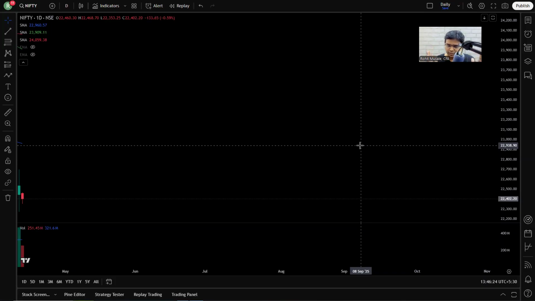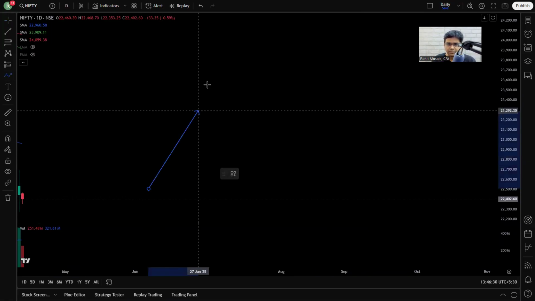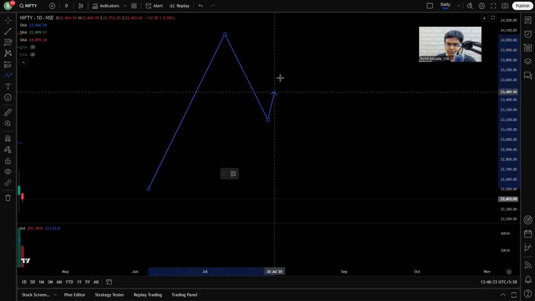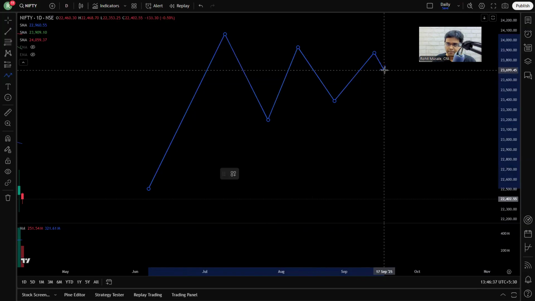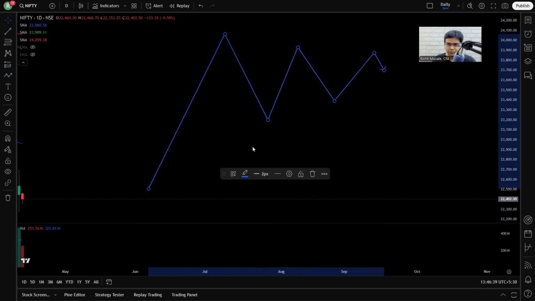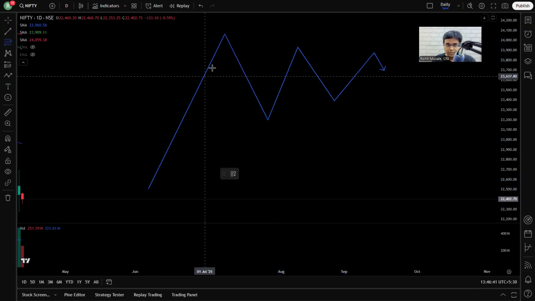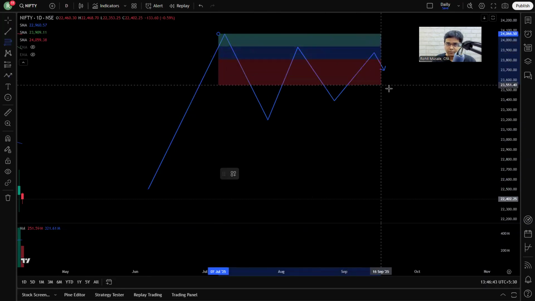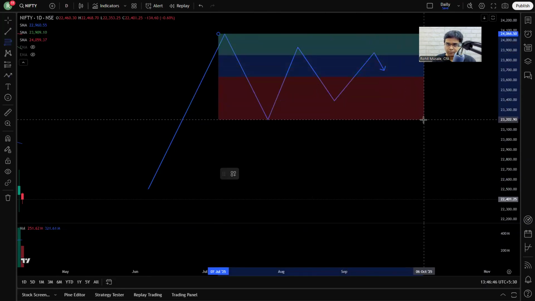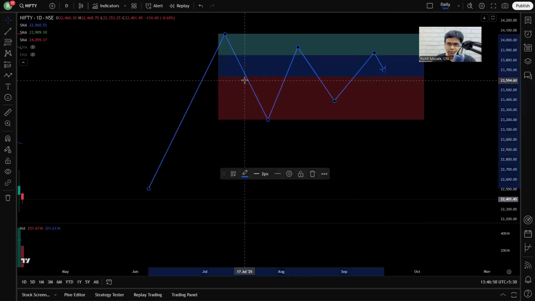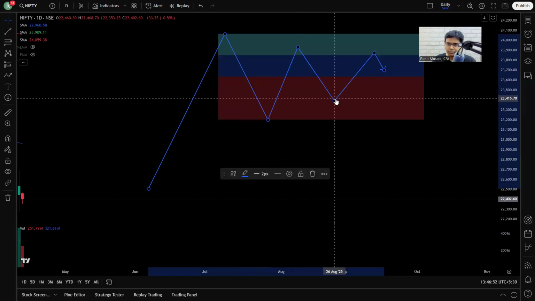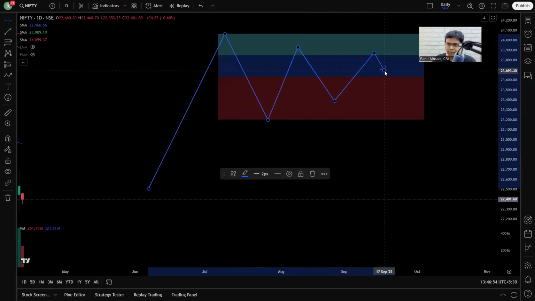So, first, let me explain to you the system that I am using. Okay. So, let's draw a base. Let's say this is the base. I draw the base from here. This is point 1, that's point 2, point 3, point 4, point 5, and point 6.